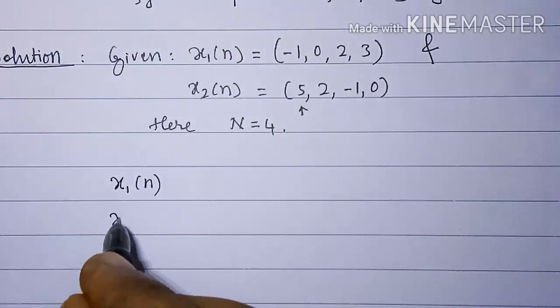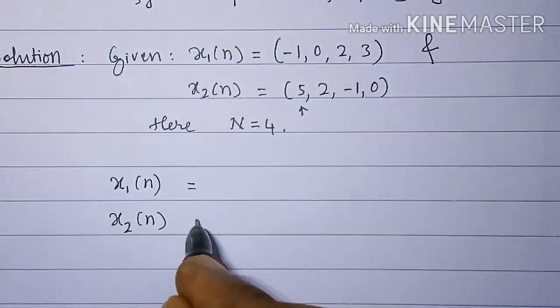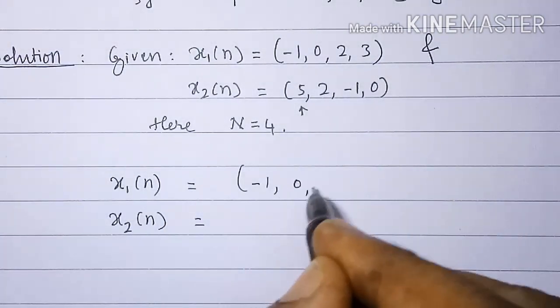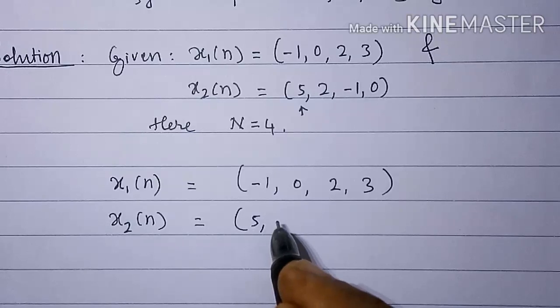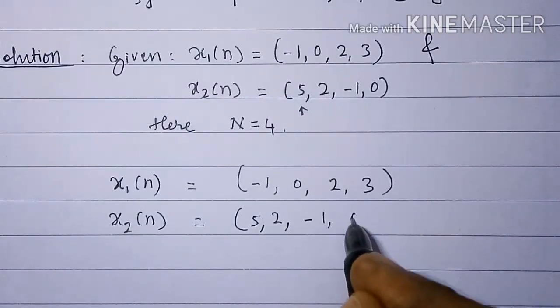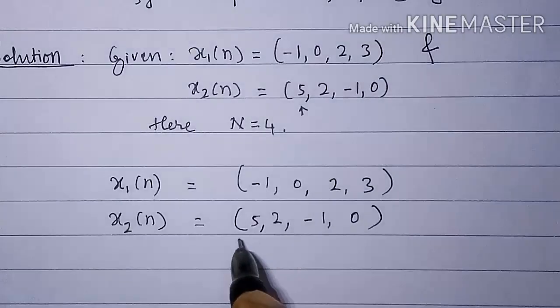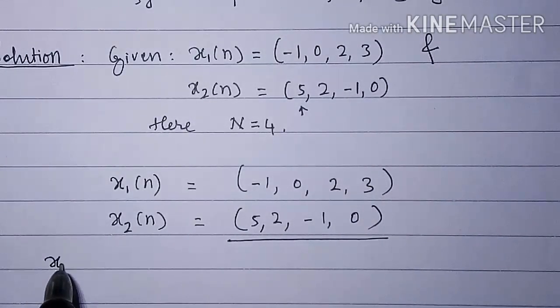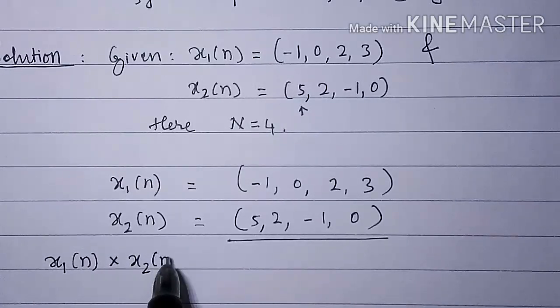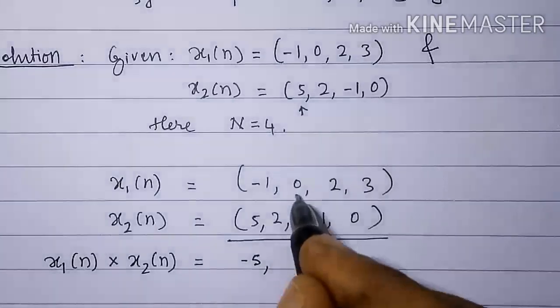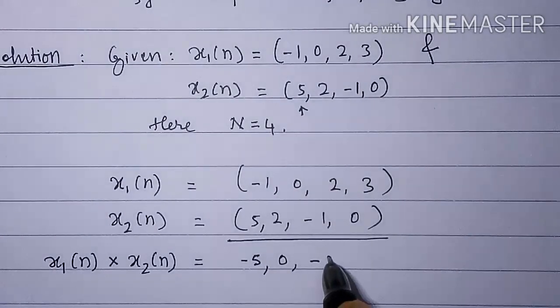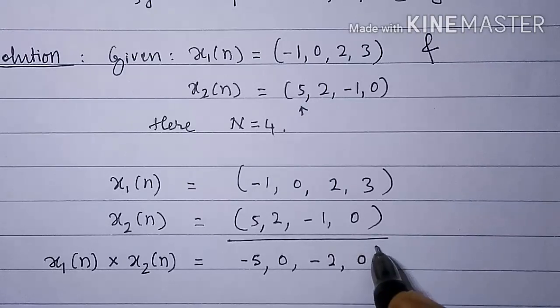So x1 of n here, x2 of n here: -1, 0, 2, 3, 5, 2, -1, 0. x1 of n into x2 of n is equal to 5 into -1, -5, 2 into 0, 0, -1 into 2, -2, 0 into 3, 0.